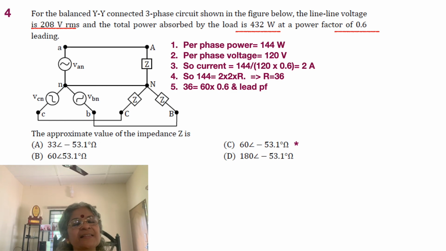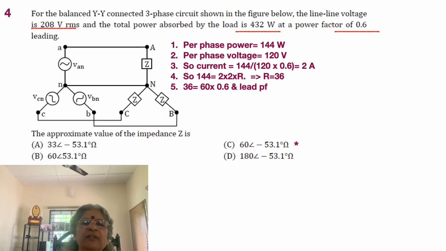So if that is the case, then 60 is going to be the amplitude, because 60 into 0.6 gives us 36. Okay, and it is lead power factor. Okay, so of the two versions, you can directly go for minus 53.1. Otherwise, also we have to remember that there are two important angles in our understanding. One is, of course, 53.1. The other is 36.9, somewhere near that.